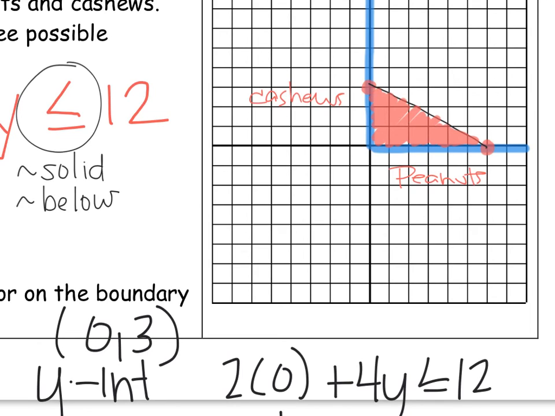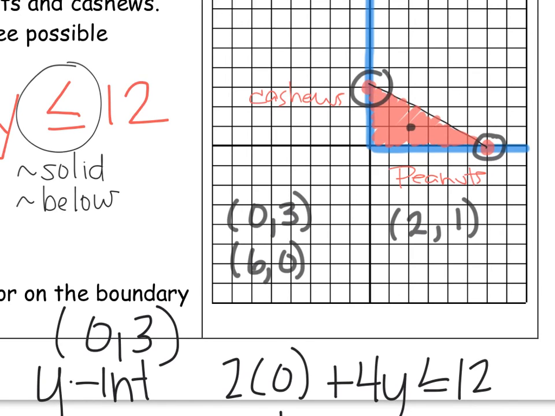So I know if I buy 0 peanuts, that means I have to buy, right here, I have to buy 3 pounds of cashews. If I buy 0 cashews, I have to buy 6 pounds of peanuts. Those are my x and y intercepts, and then I can pick any other point in here. I can pick the point 2 and 1. So if I buy 2 pounds of peanuts, I can buy 1 pound of cashews.